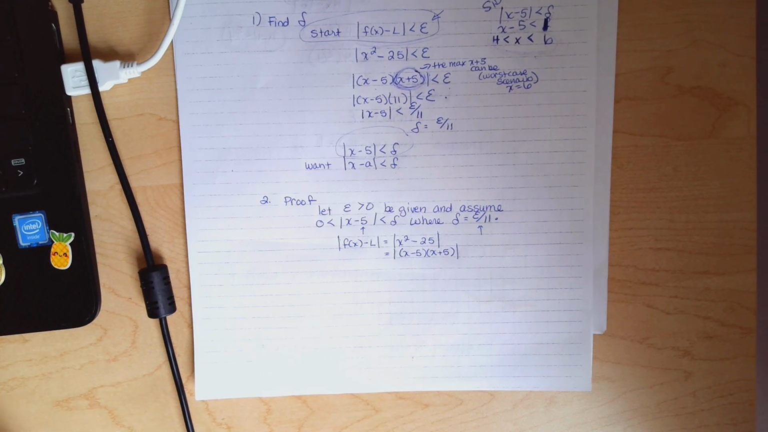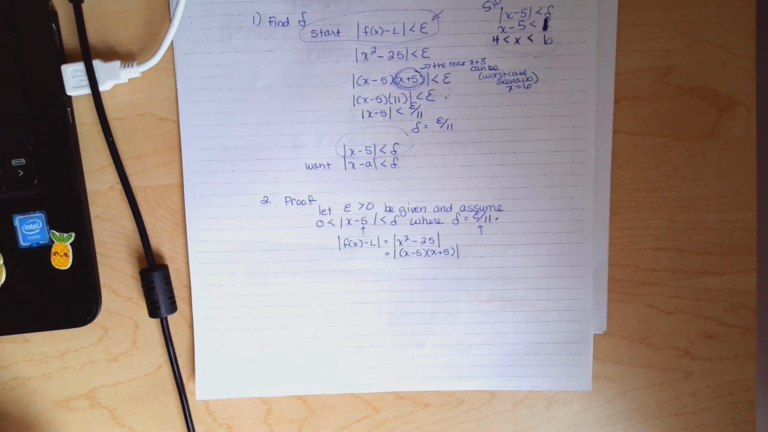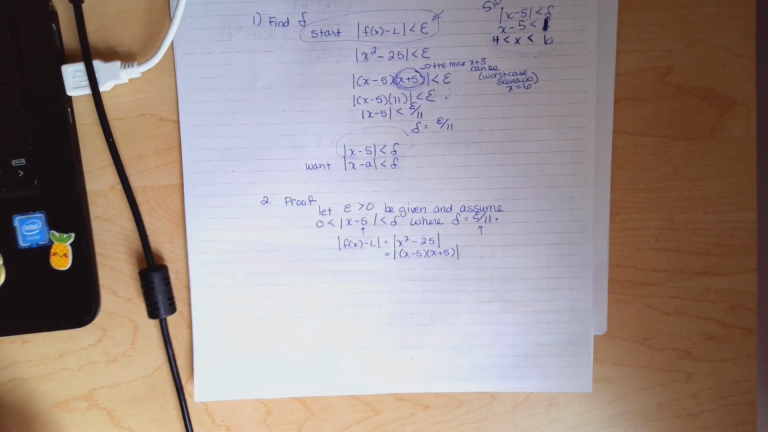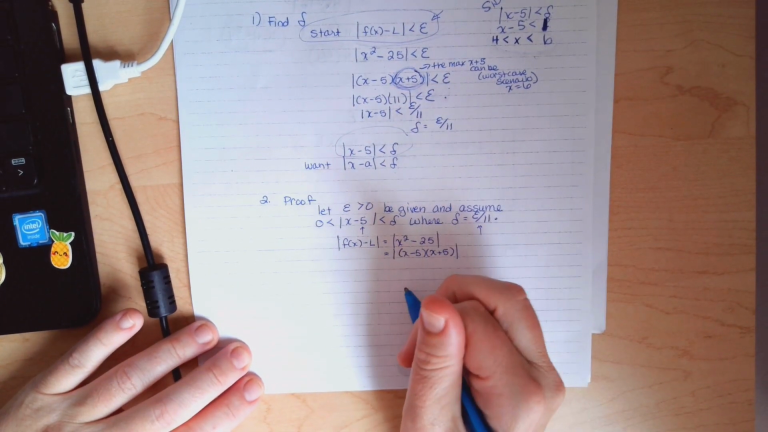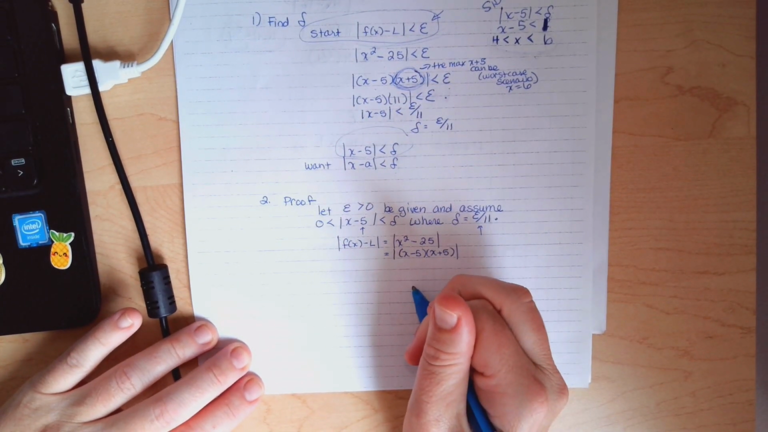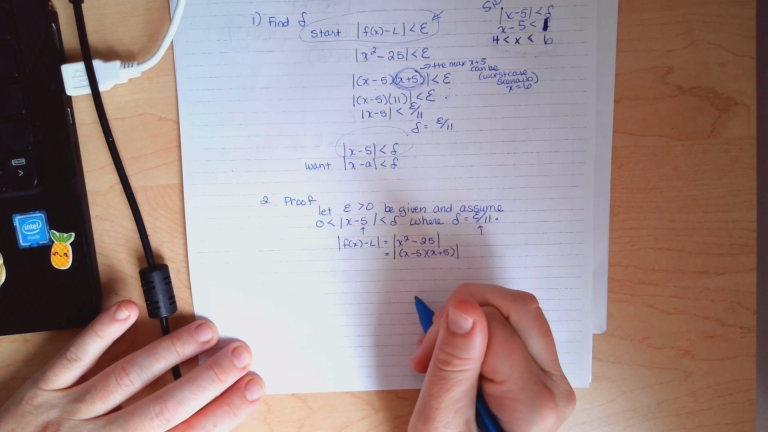Where do we go from here? What do we want to show? What do we want it to say at the very end? At the very end, we want epsilon over here. At the very end, we want this to be an epsilon.